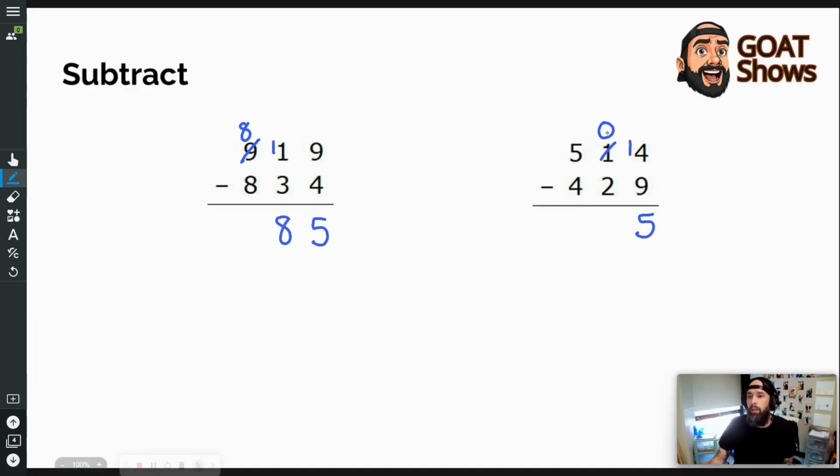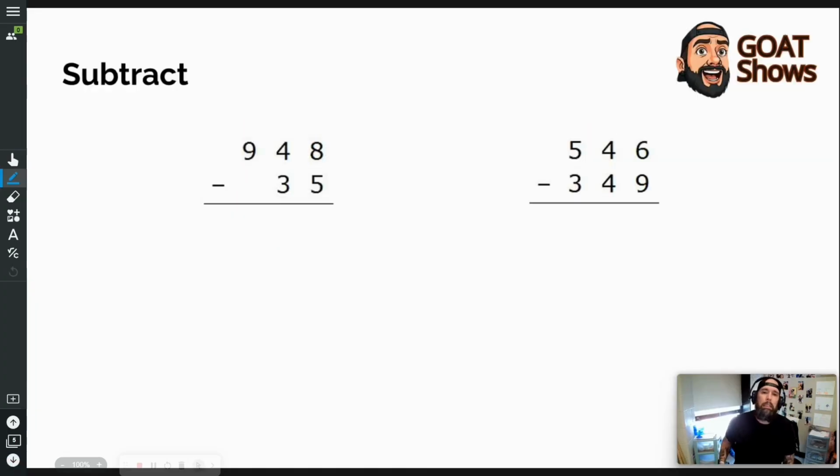Now let's go to the next one. 0 minus 2. I can't do it. So we borrow 1 from 5 and make 5 a 4. Now I have 10 minus 2, which is 8. 4 minus 4 is nothing again, so we don't need to put a number there. And again, I end up with 85 as my answer. 85s in a row. Who would have thought? Let's keep trying this out.